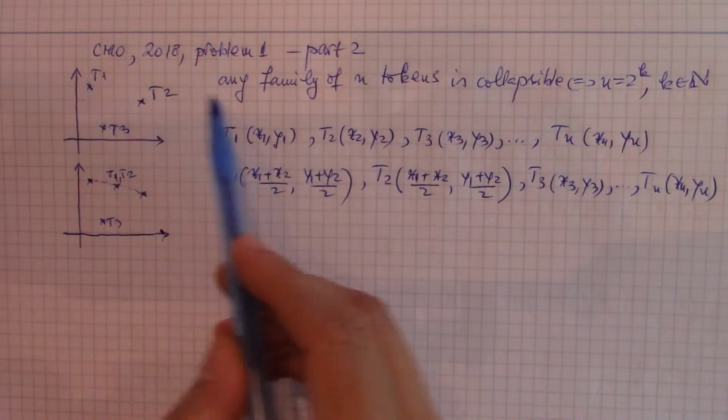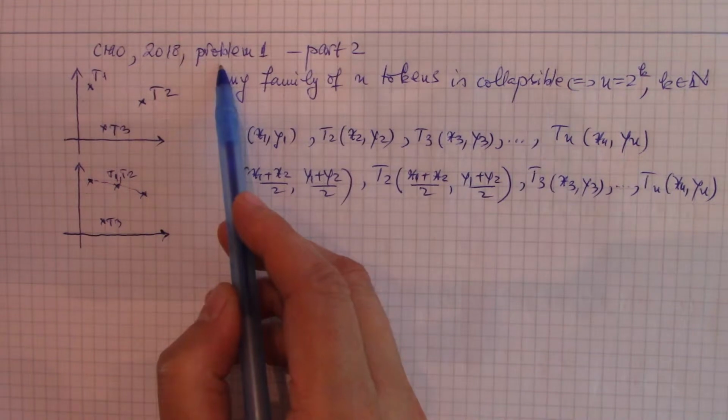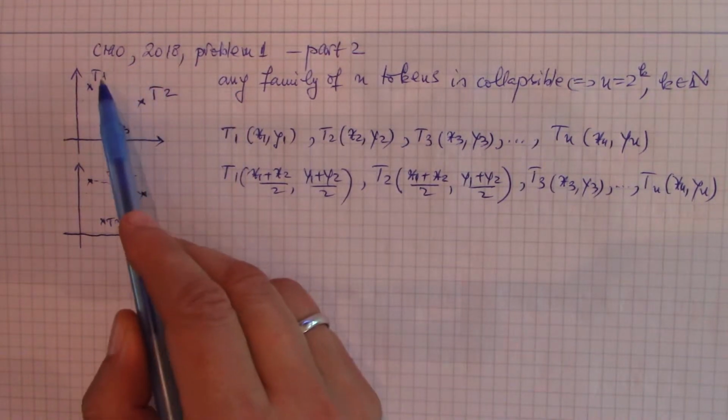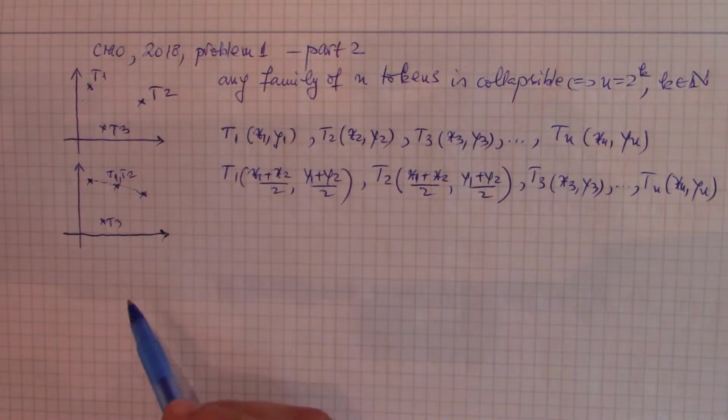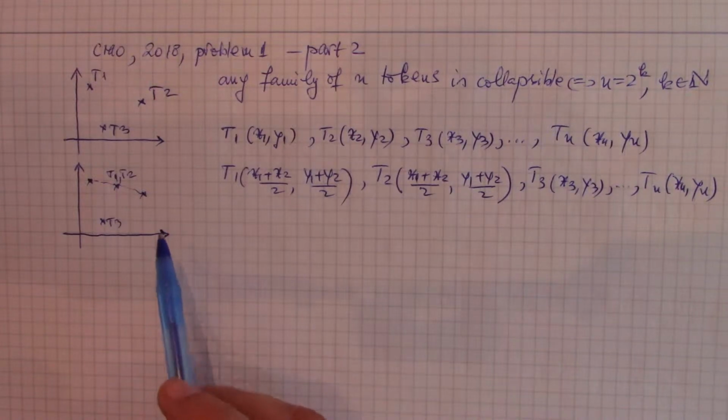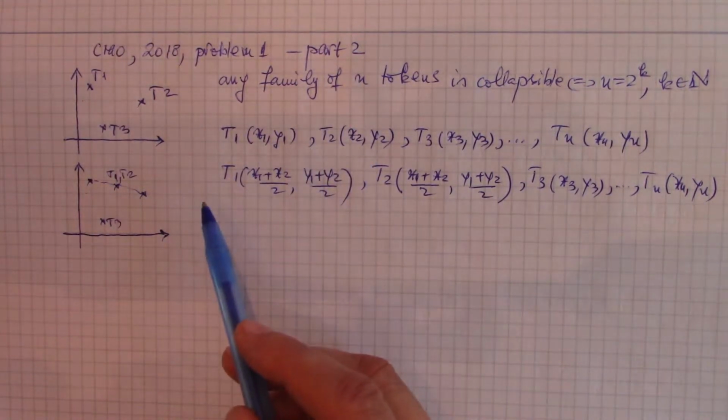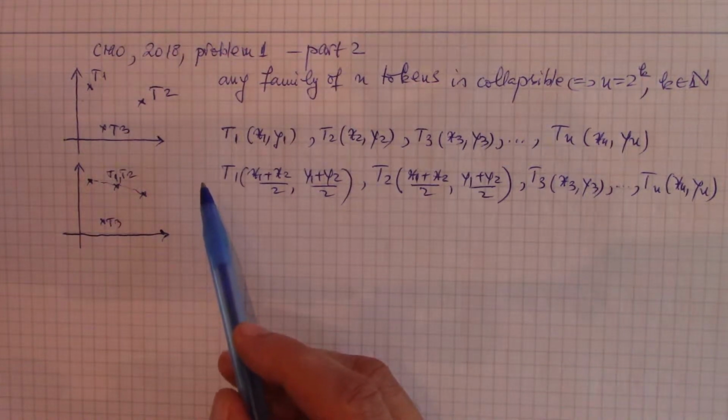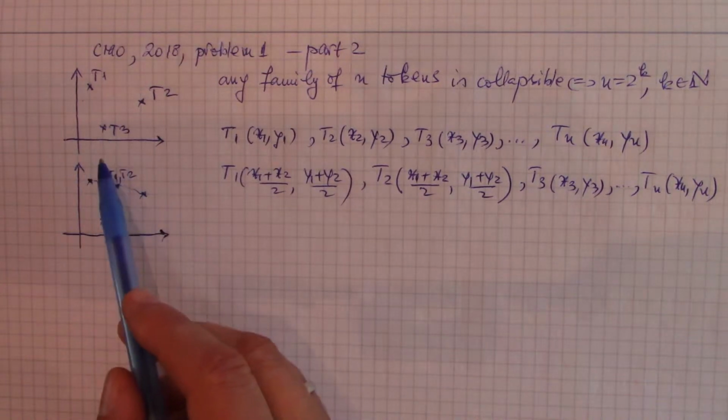We are going to continue the discussion on problem 1 from 2018 at the Canadian Mathematical Olympiad. Okay, so there was a part 1 video on this problem, and you can find the description of the problem in that video. Just a quick summary.